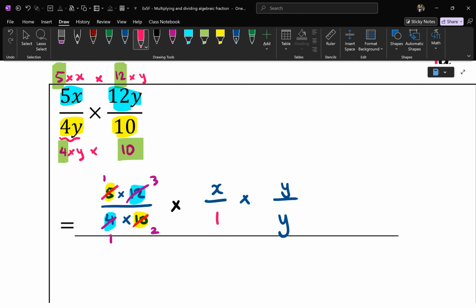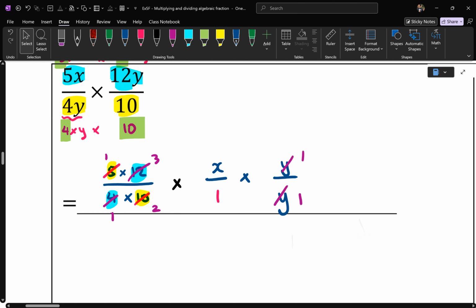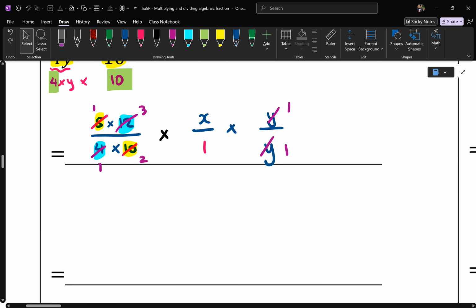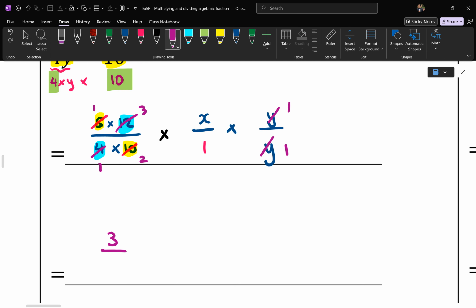Now, out of the letters, X divided by 1 can't do anything, but you can reduce Y divided by Y. What's Y divided by Y again? 1. So this cancels out to be 1. So if you put it all together now, in the next line, it's clearer. 1 times 3 gives you 3. 1 times 2 gives you 2.